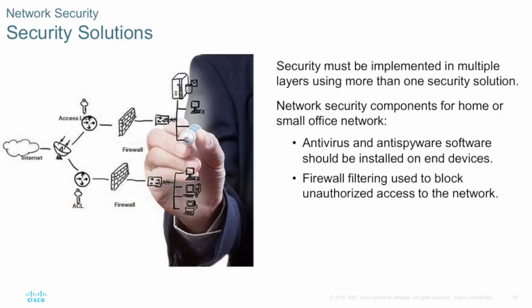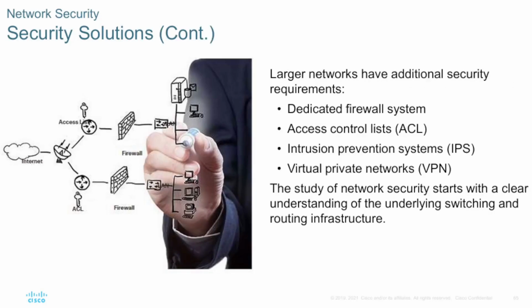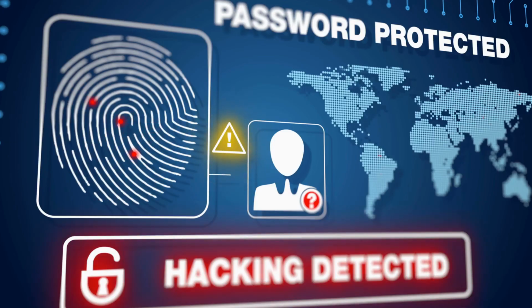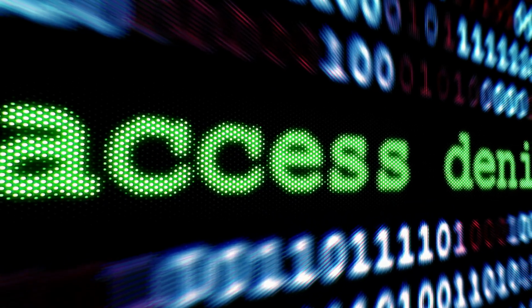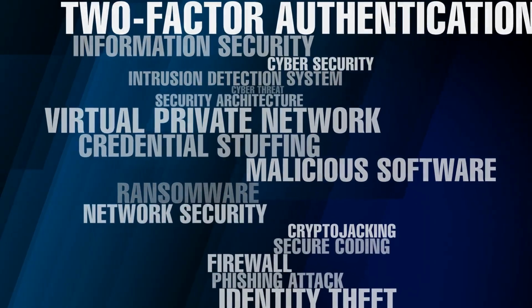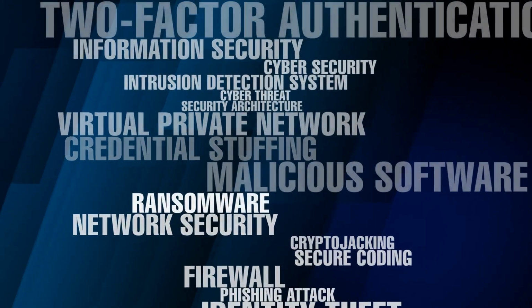But in a business or enterprise environment, where the risks and attack surface are much greater, the security stack gets deeper. Companies deploy next-generation firewalls that inspect and filter traffic more intelligently. They use VPNs to securely connect remote users. They implement intrusion prevention systems, IPS, to detect and stop active attacks in real time, and access control lists, ACLs, to tightly control who can access what and under which conditions.